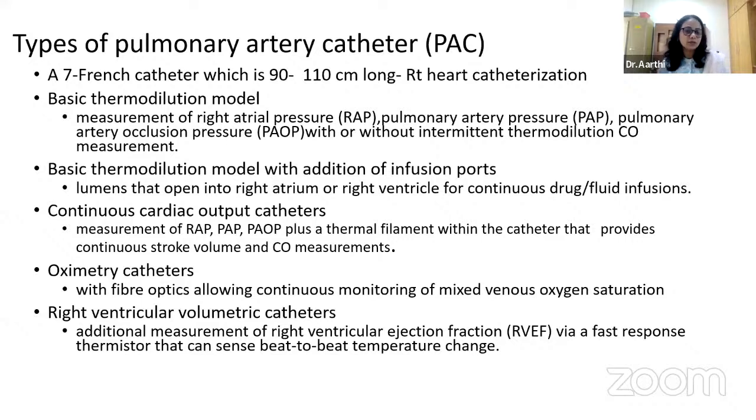There are more advanced devices, oximetric catheters, which have a fiber optic device at the tip that allows continuous monitoring of the mixed venous oxygen saturation. And there are additional models to measure the right ventricular ejection fraction, where a thermistor is incorporated for measurement of the temperature change. So these are all the various types of pulmonary artery catheters available.